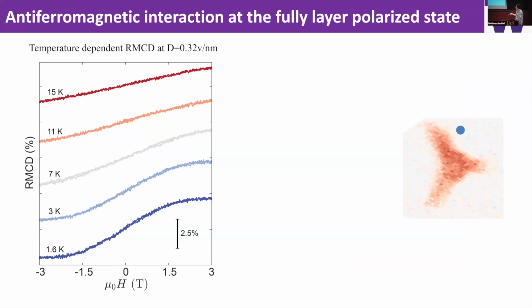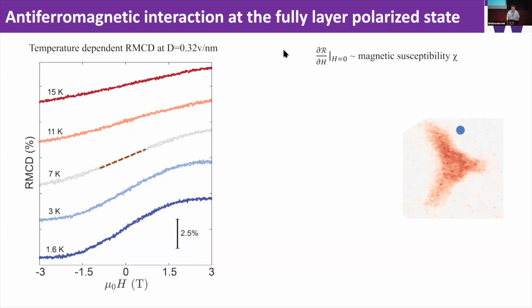So what we did here is that at the large electric field, as I show here with these blue dots, we apply a larger electric field. Then I measure this MCD signal as a function of magnetic field. Then we measure it as a function of temperature, from the bottom at 1.6 Kelvin to the top at 15 Kelvin. Next, we take the derivative of this MCD signal as a function of magnetic field near the zero magnetic field. So this derivative can be used as an approximation to the magnetic susceptibility, chi.